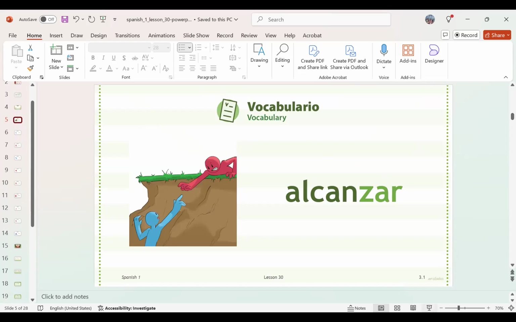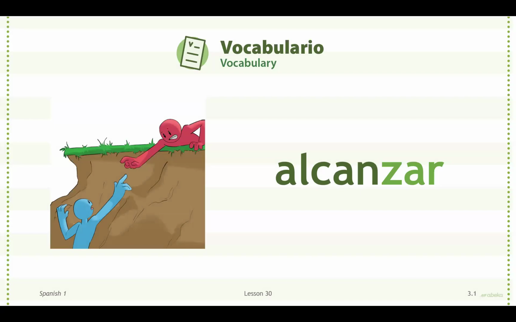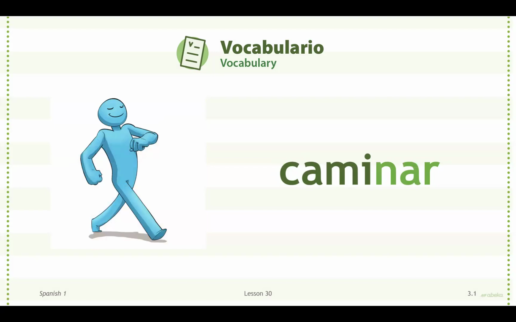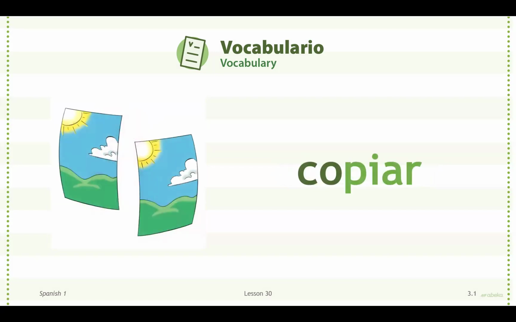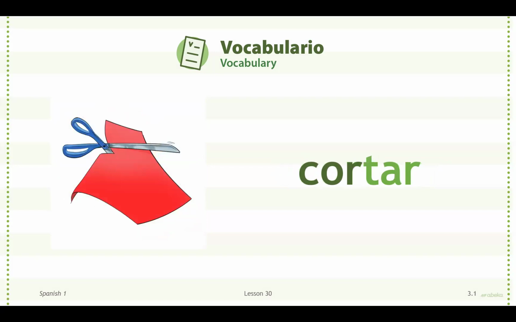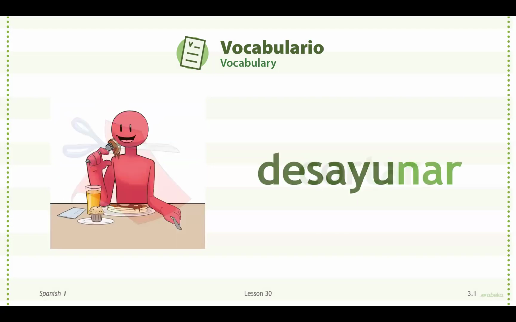Alcanzar, alcanzar, that is to reach. Caminar, caminar, to walk, okay? Cenar, cenar, you should repeat after me. Copiar, copiar, to copy. Cortar, cortar, to cut. Desayunar, desayunar, to eat breakfast.